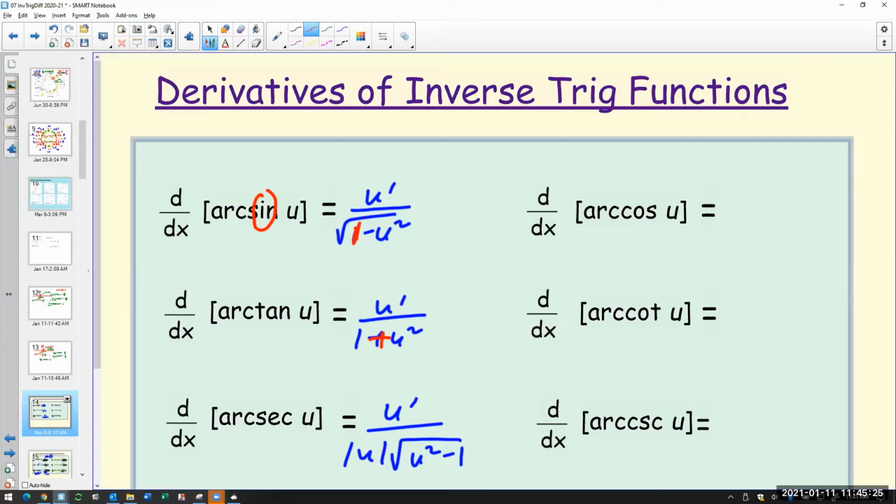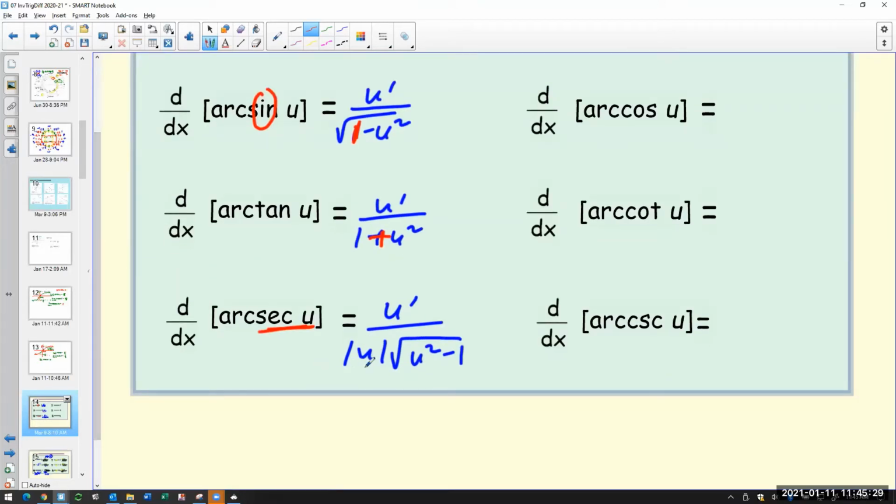Okay? And see this secant u? It has a second u. There it is. It tells you it's going to have a second u. Okay? So that's how I memorize that. But it's actually not easy to memorize.